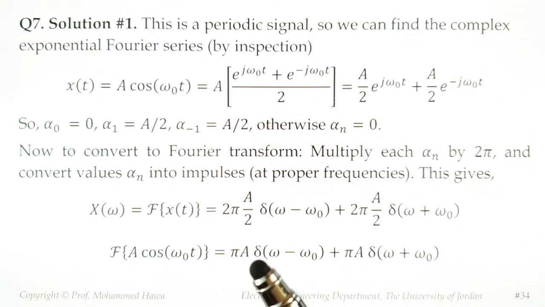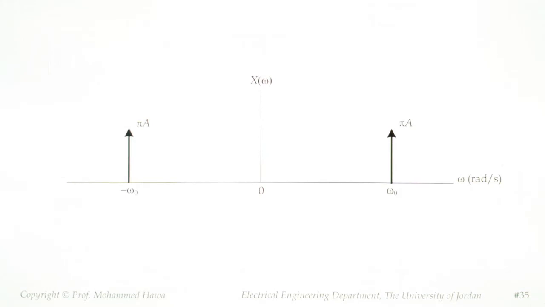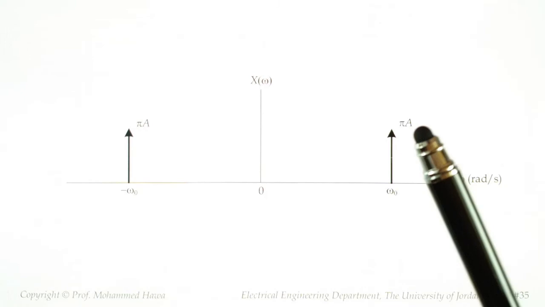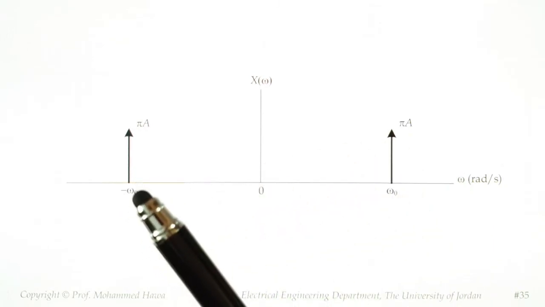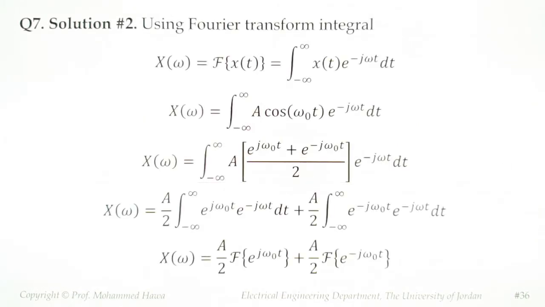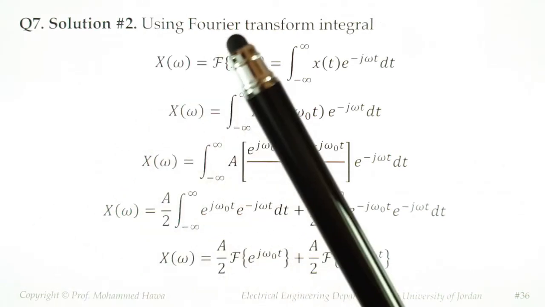What I'm getting here is two impulses of area pi A each. This impulse is shifted, so it's located at omega naught, and this impulse is shifted, located at minus omega naught. So the final answer, X of omega, is two impulses, one located at omega naught, area pi A, another one located at minus omega naught, area pi A. This is a very important answer. Please memorize it.